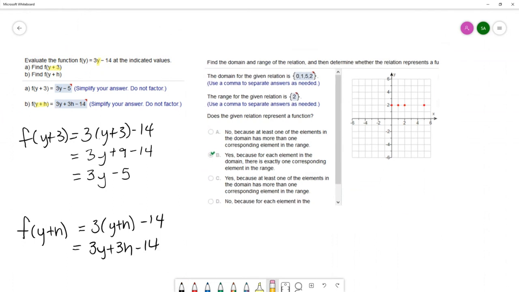Okay, on this one it says, find the domain and range of the relation, then determine whether the relation represents a function. On the picture here, you've got these 4 individual dots, and we're going to use a comma to separate our answers. Because we have these individual dots, the domain will be just individual x's. We're not going to use interval notation for this, because interval notation is used when you have like a straight line or a curve.